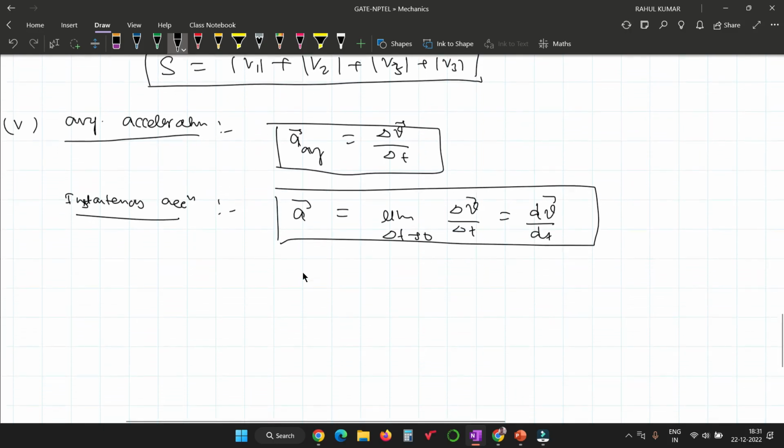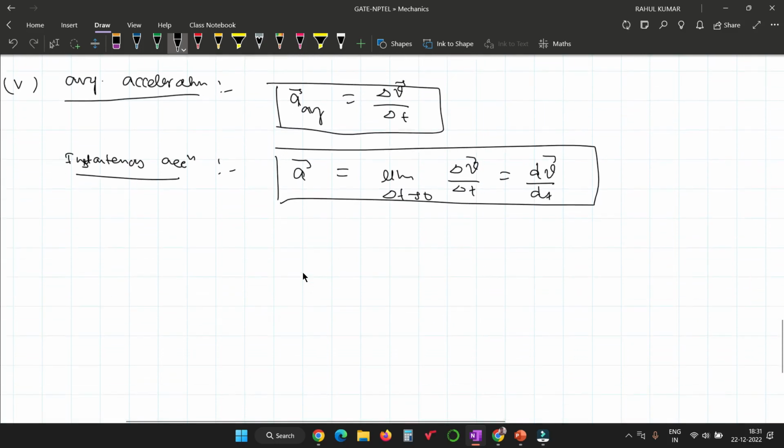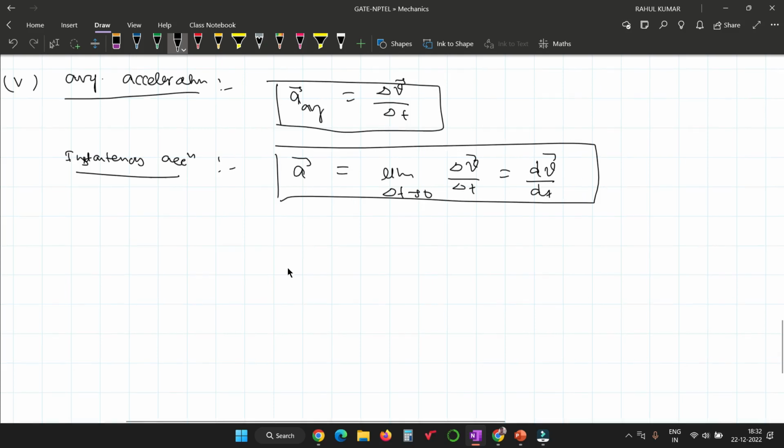Okay, so if you want to realize, you can see that A will be positive when V is increasing, and A is negative when V is decreasing. Which means if dV by dt is positive, which means the slope of the V-t diagram is positive, then A will be positive, and if the slope is negative, then A will be negative.